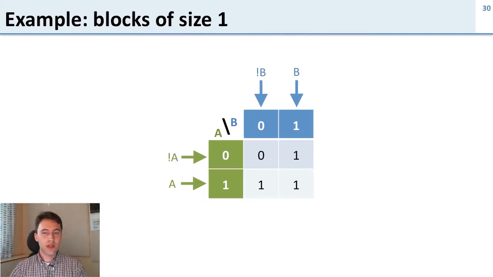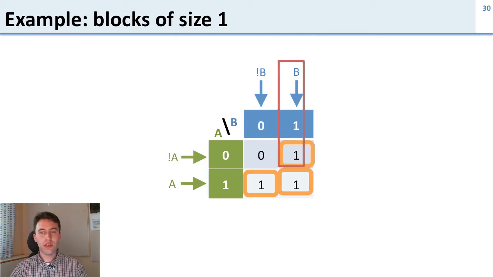So let's take a look at another example here. Here we have three 1s in this Karnaugh map. So we can put in three circles to cover them. Remember, we can't have a circle of size 3 because it's not a power of 2. And so what values do we have in here? Well, let's take a look at this one.